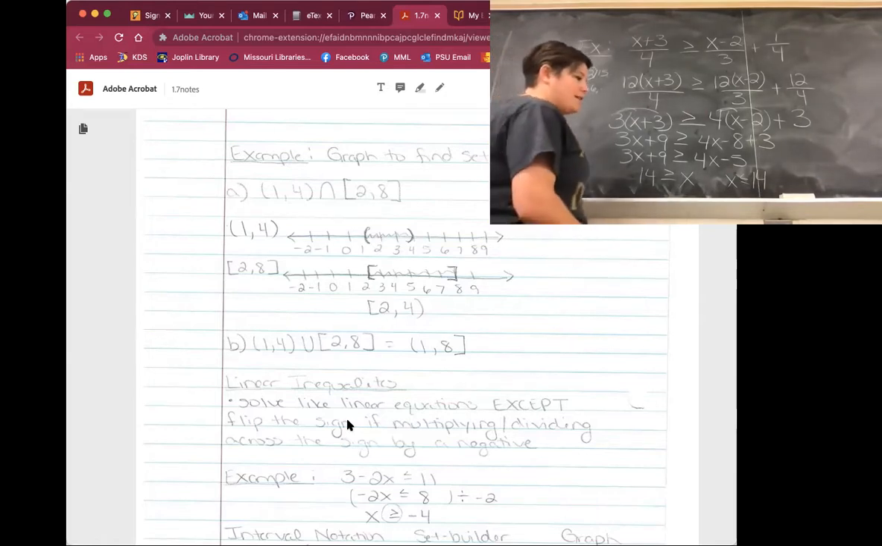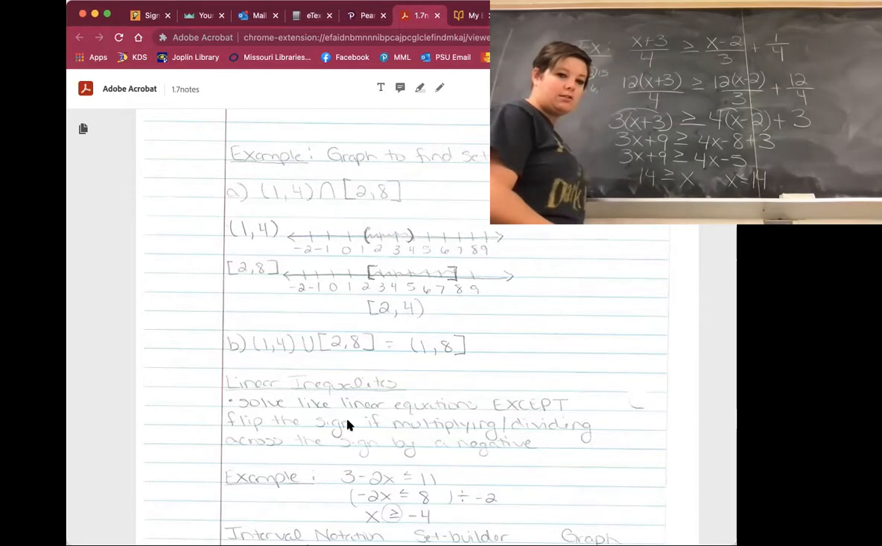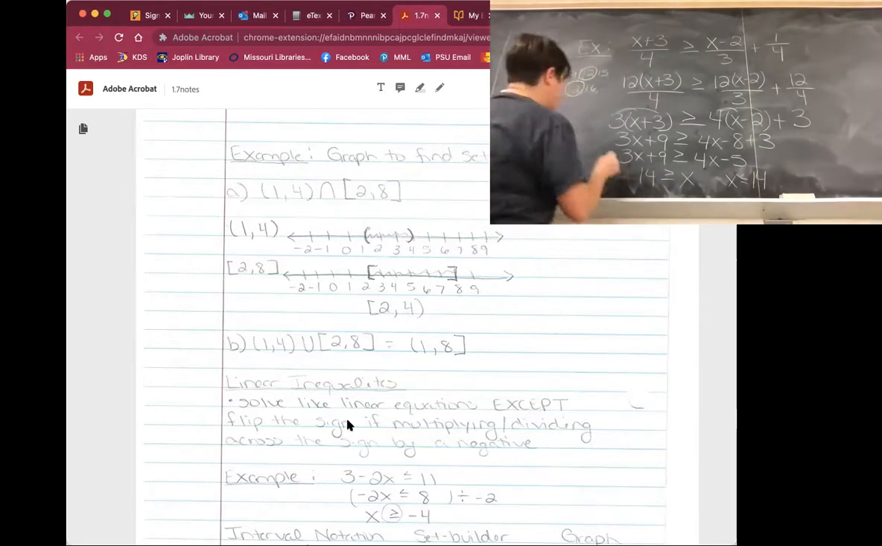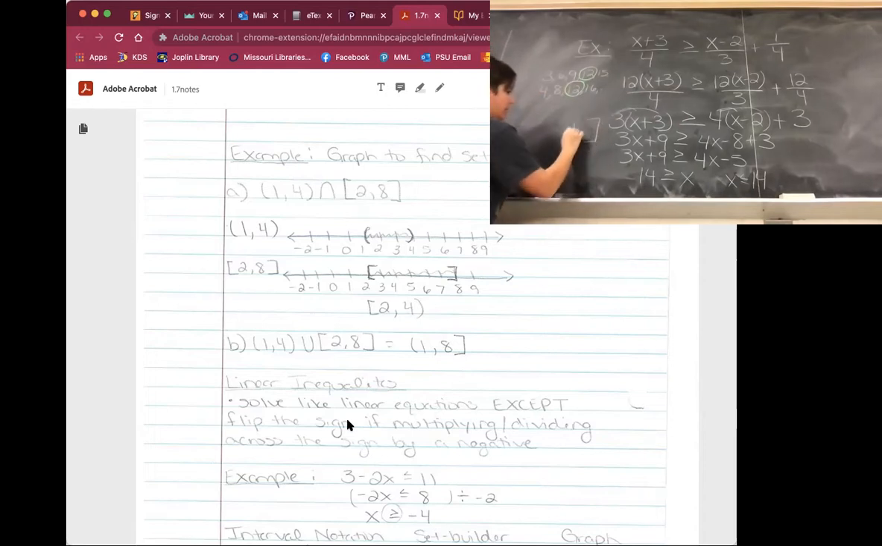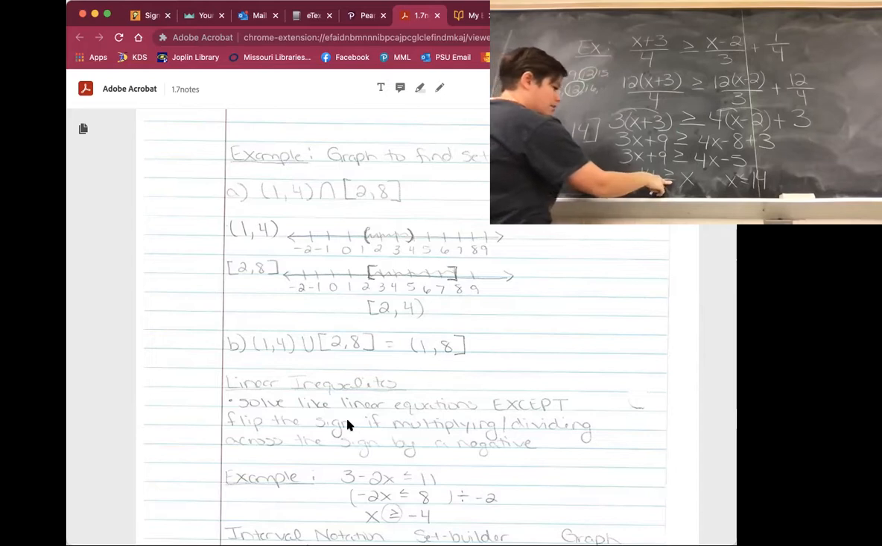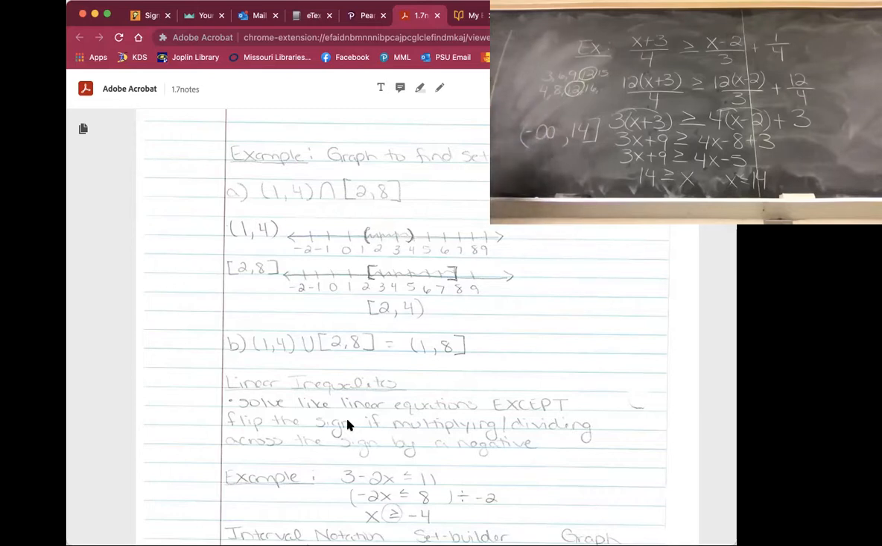So if x is less than or equal to 14, that tells me that 14 is my upper limit, and we include it because it says less than or equal to, and it goes all the way down to negative infinity. Set builder would be x such that x is less than or equal to 14.